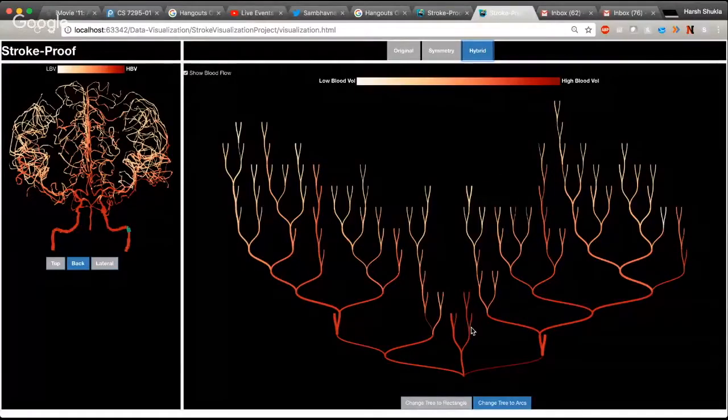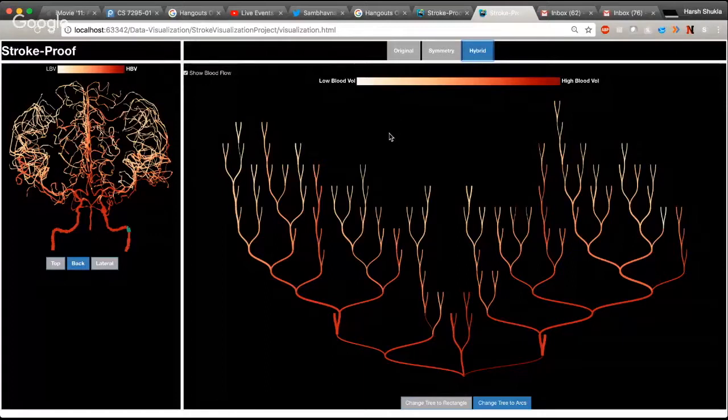Now the blood flow visualization that we are going to show for our tool. Here, we have provided a color encoding not on the basis of the type of arteries, but on the basis of the presence of blood volume. So high blood volume is represented by a dark red color, whereas a low blood volume is represented by a lighter shade of orange.